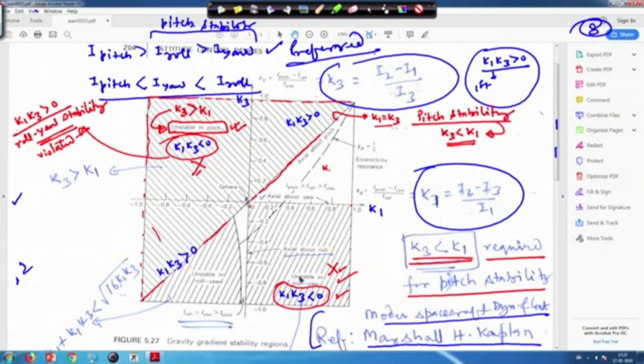So, what remains to us? This region, which is the lower part from here to here, all the way here, this part and then this part, which I am showing by red line, and also this part, and this whole thing here. So, this region and this region are remaining. Now, this part we have to look into. Again here it is written that it is unstable in Roll-Yaw. So, for what region this is unstable, we have to find out.